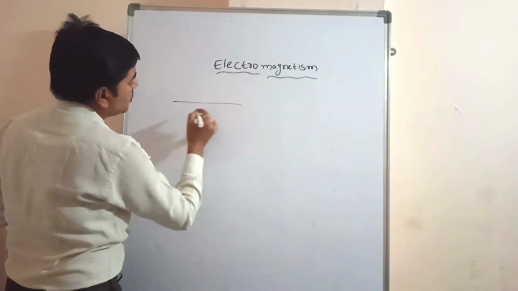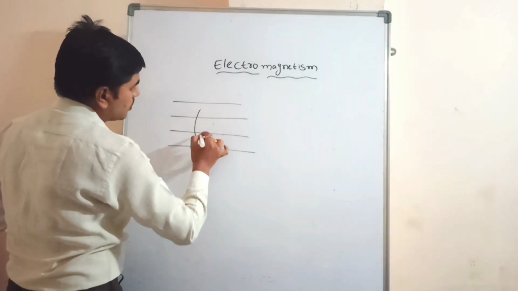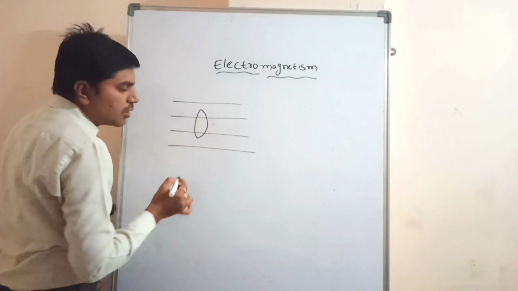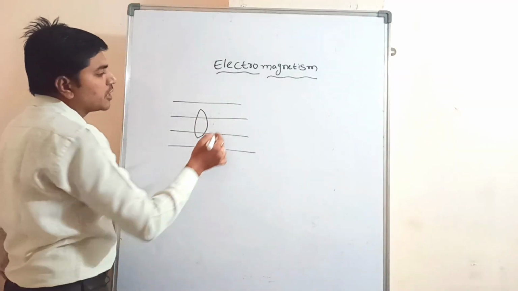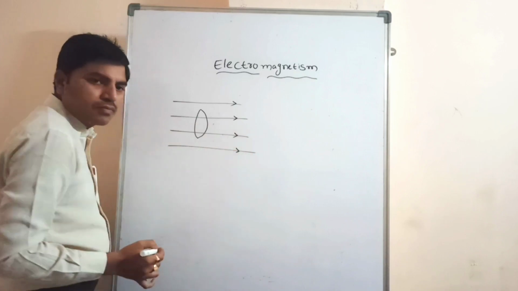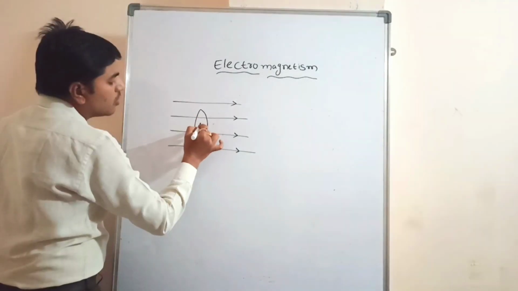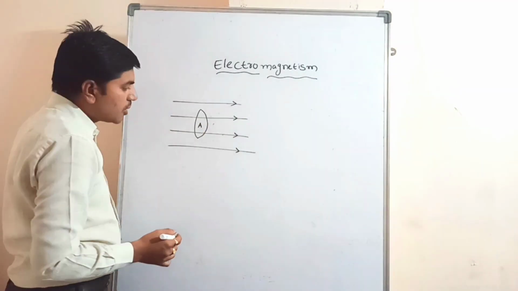Okay, see here, these are the magnetic field lines through an area. For example, if I consider a particular cross-sectional area, a number of field lines are present in it. We call this area capital A.